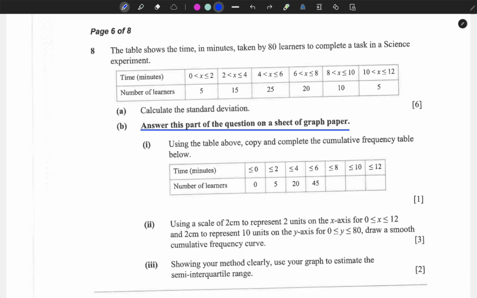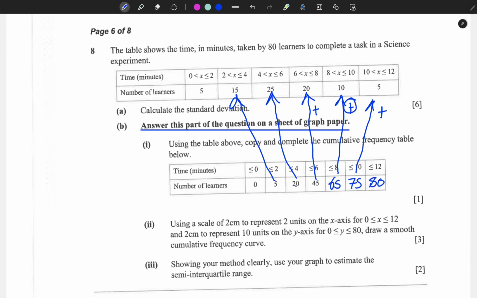So now how is this done? So you look at the first number, frequency. So it's 5 plus 0 to get the second number. So 5 plus 0 is this 5 here. Then you move on to the next one. So this will be 5 plus 15 is 20. 20 plus 25 is 45. 45 plus 20 is 65. 65 plus 10 is 75. 75 plus 5 is 80. So this is how you are supposed to fill in for a given space.